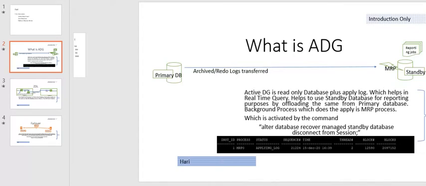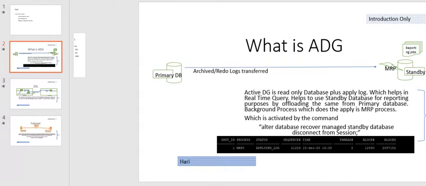But with the concept of Active Data Guard, ADG is a read-only database. On top of that, it keeps on applying the log. So we say that a real-time query is possible on primary and on the standby database. Remember, it's a real-time query. It means the select statement. It means reporting jobs can now run on the standby database, same as on the primary database.